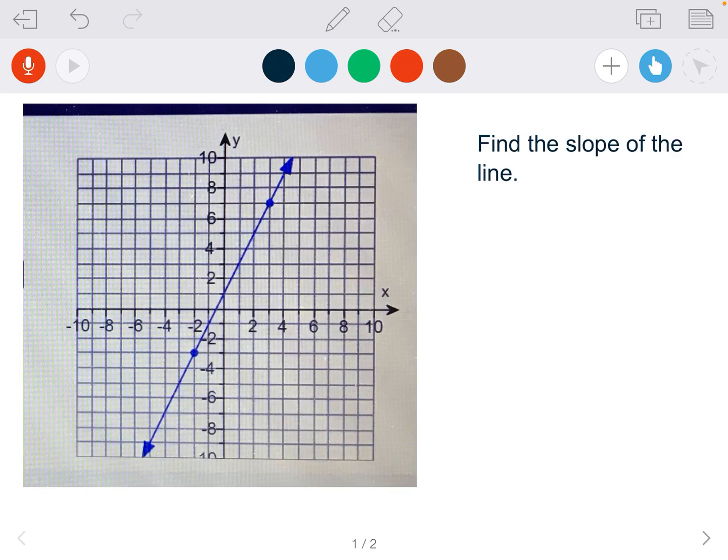And the first example, we are finding the slope of the line. It's pretty much straightforward if you can identify your ordered pairs. So let's look at the first ordered pair that I see right here.